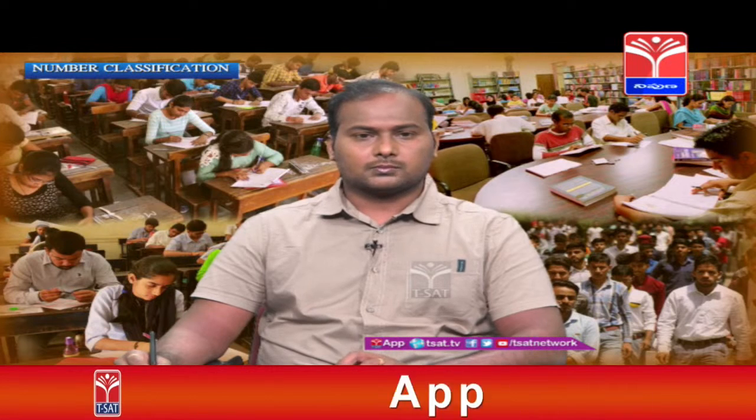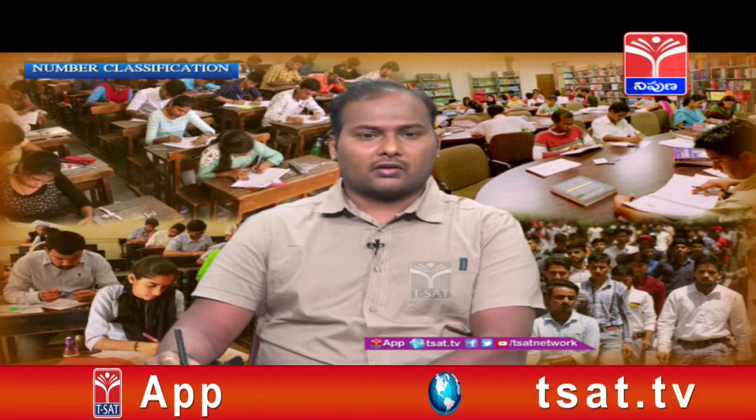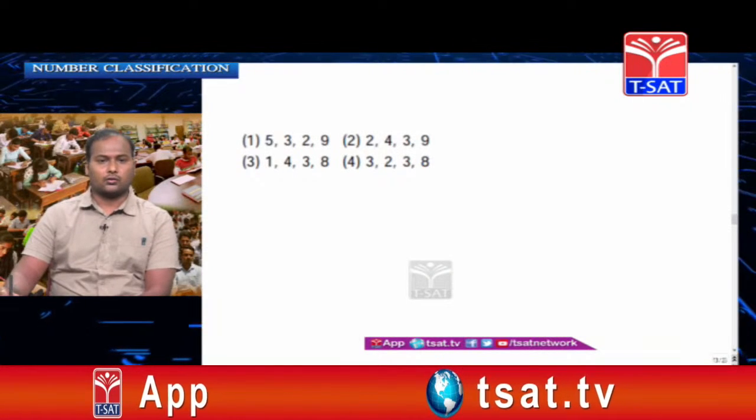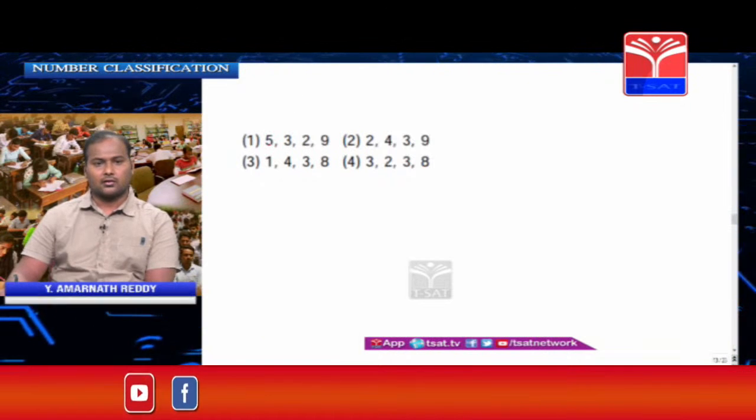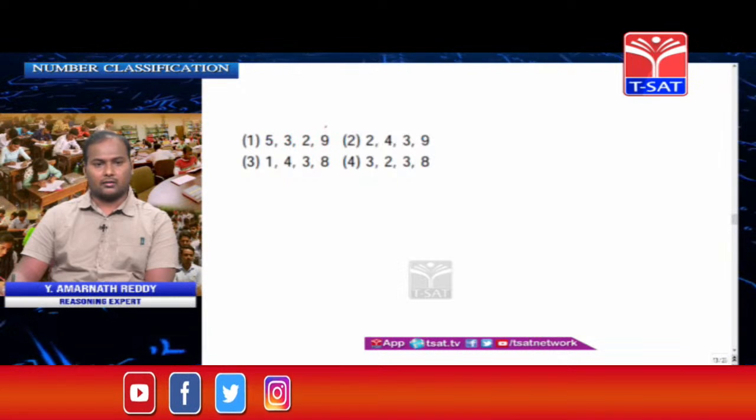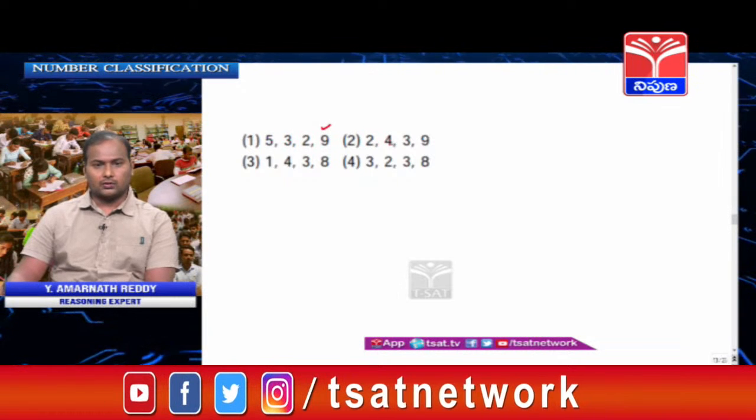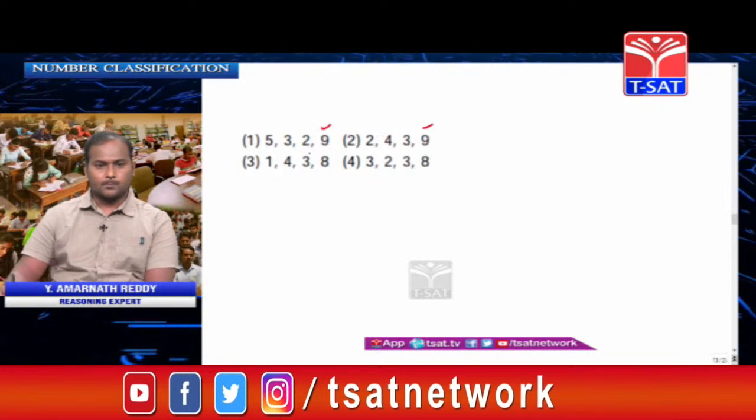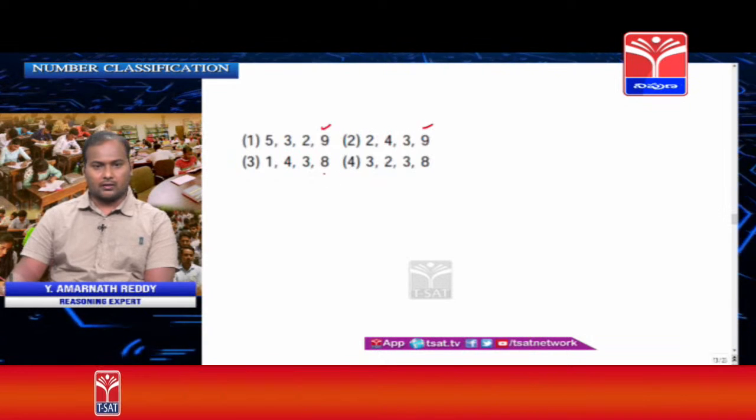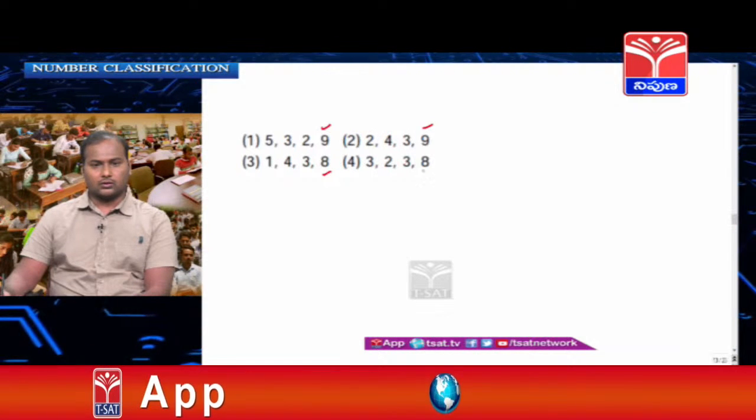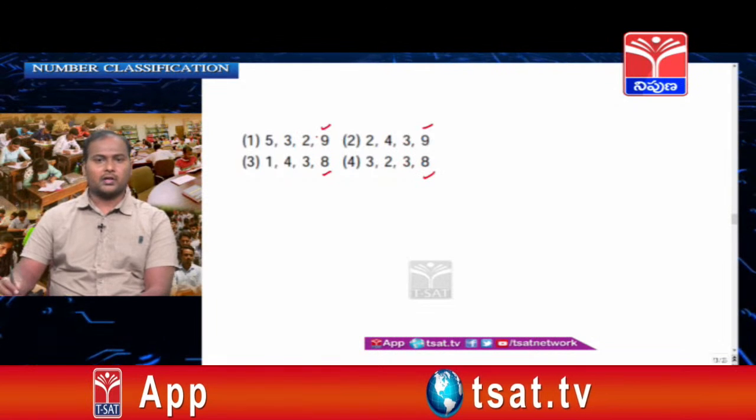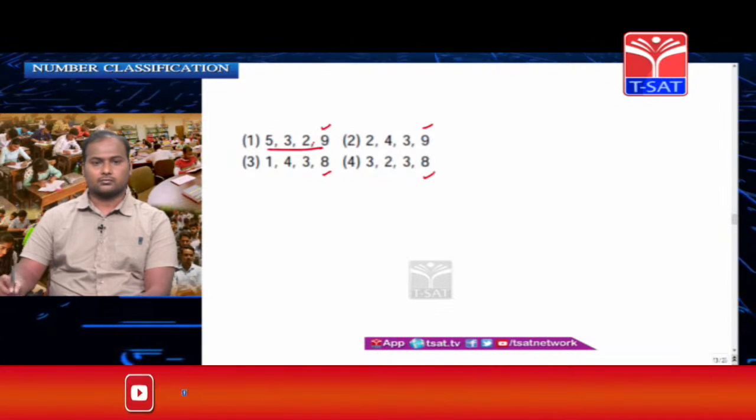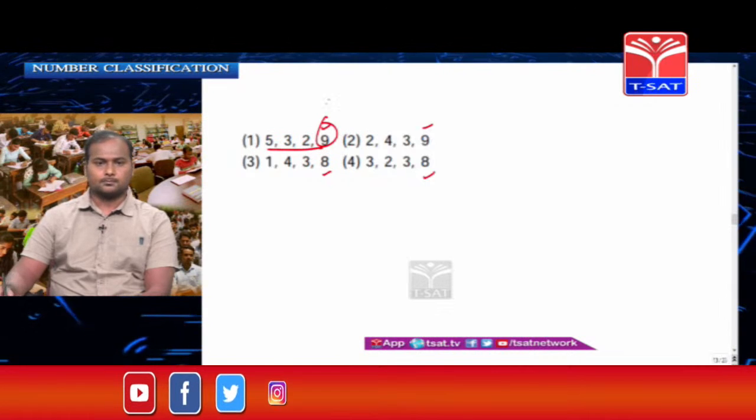Next question. See here you are having some numbers. You try to classify based on a character. So how will you get the idea? See the idea here. 5, 3, 2, 9, big number here. 2, 3, 4, 9, big number here. 1, 4, 3, 9, big number here. 3, 2, 3, 8, here also big number. So always you have a big number on the last. So when there is a big number on the last, you try to add to get the big number.